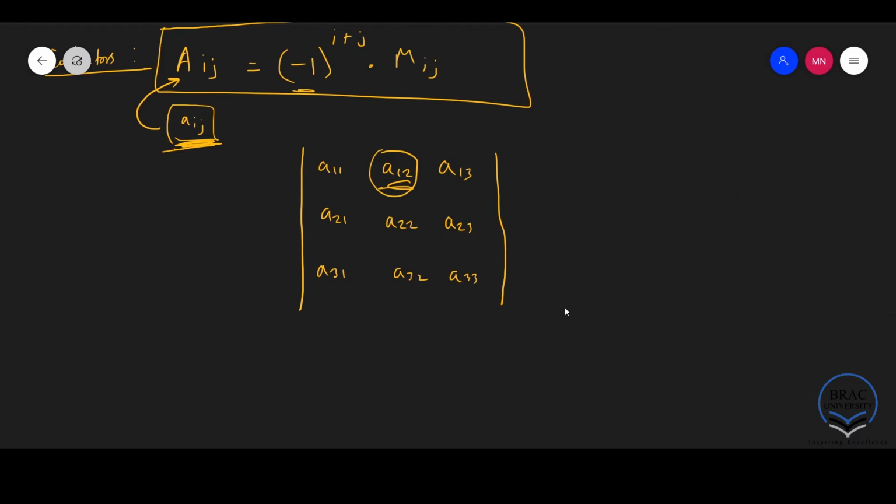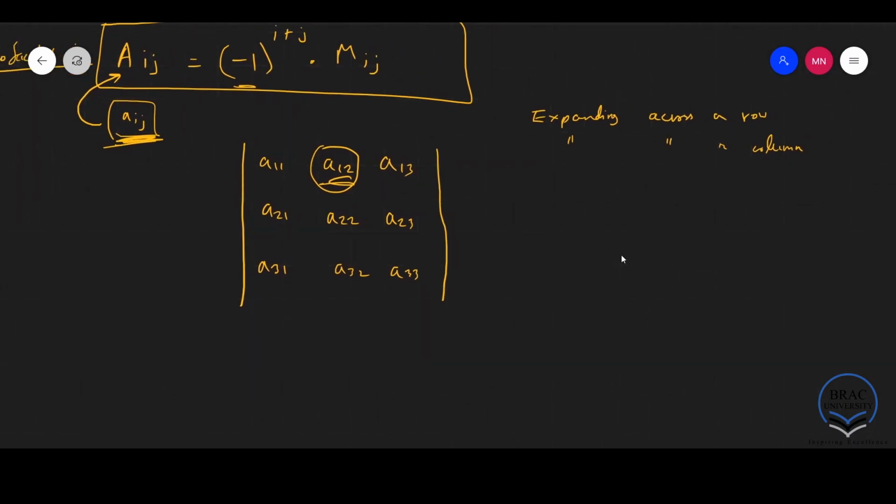Now, how do I evaluate such a determinant? What I can do is multiply each entry in a row or a column by its cofactor and then sum everything together. That is known as expanding across a row or expanding across a column, right? So I can expand across any row or any column of this determinant. Let's consider the first row. Let's expand across the first row to evaluate this determinant.